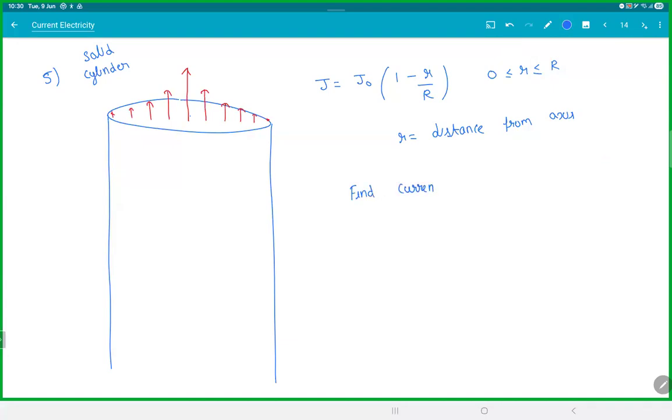There, simple integration. There's nothing there. So J is current per unit area. But here, your current density is changing with r. At the center, more current is flowing. As you go outside, current decreases. So how much current is flowing through the cylinder? This J is your current density. J naught is a constant.